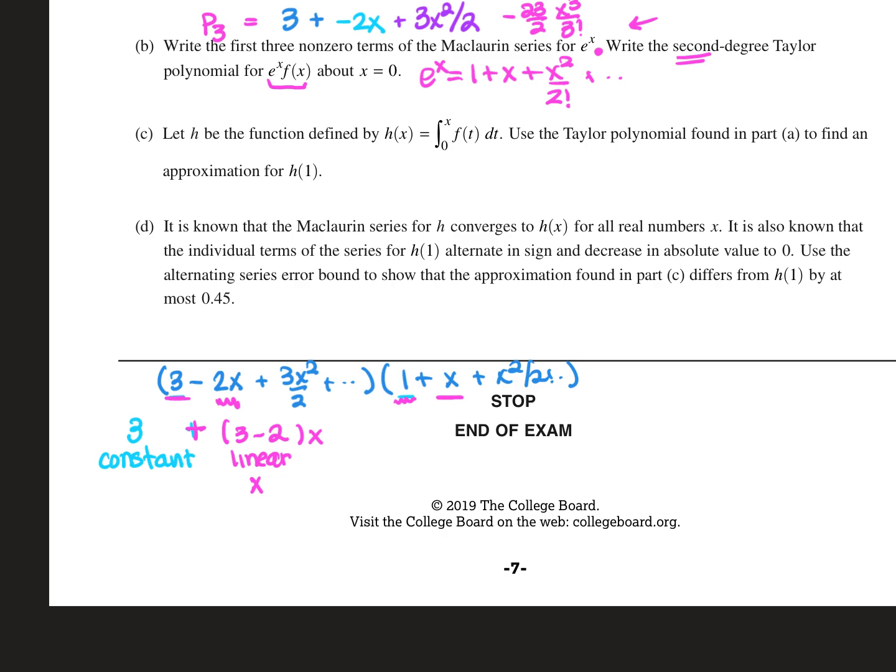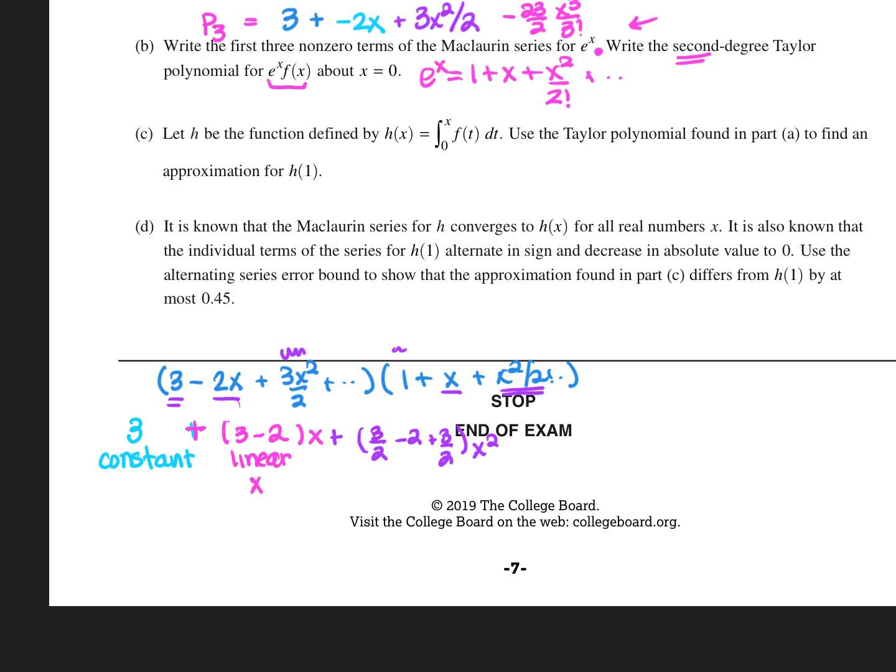And the next thing it wants us to find is the second degree. So here we have plus. Now we're going to get anything with the x squareds. If I take my first 3 and multiply it by over here, I would get 3 halves x squared. Then we're going to go to this one and multiply it by here, so minus 2 x squared. And then lastly, we're going to multiply this one by this one, which would be, again, 3 halves x squared.